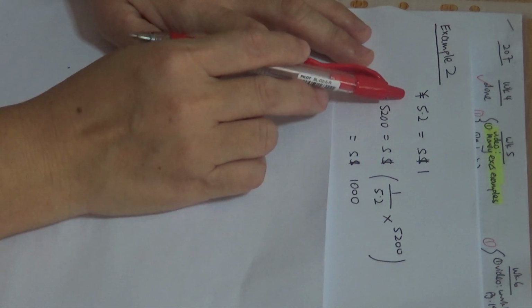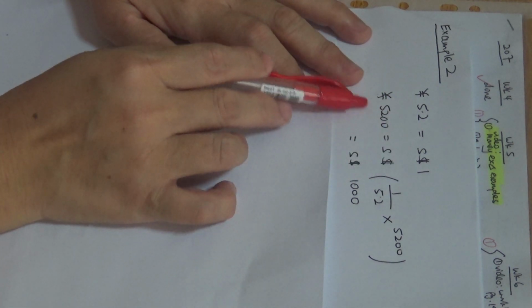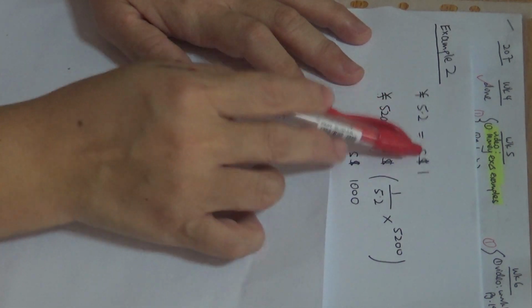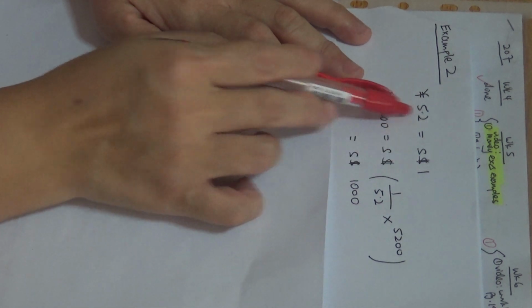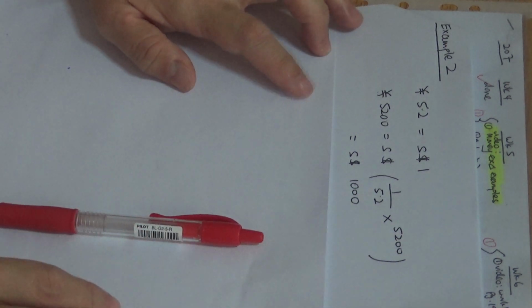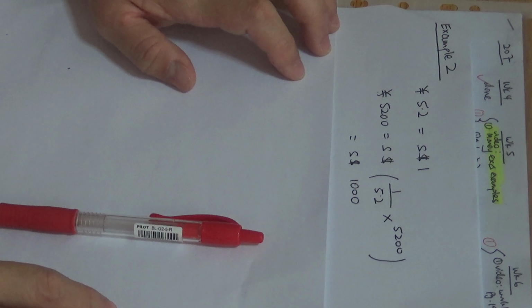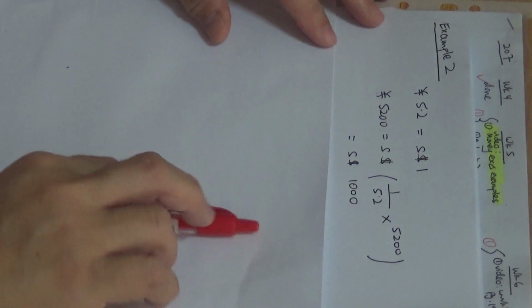Now you arrange. Yuan 5.2 is Singapore dollar 1. So yuan 5200, can you see I line that up again? It is this over this times this, which will give you $1,000 Singapore. Okay, $1,000 Singapore. Now, I'm going on to example 3.